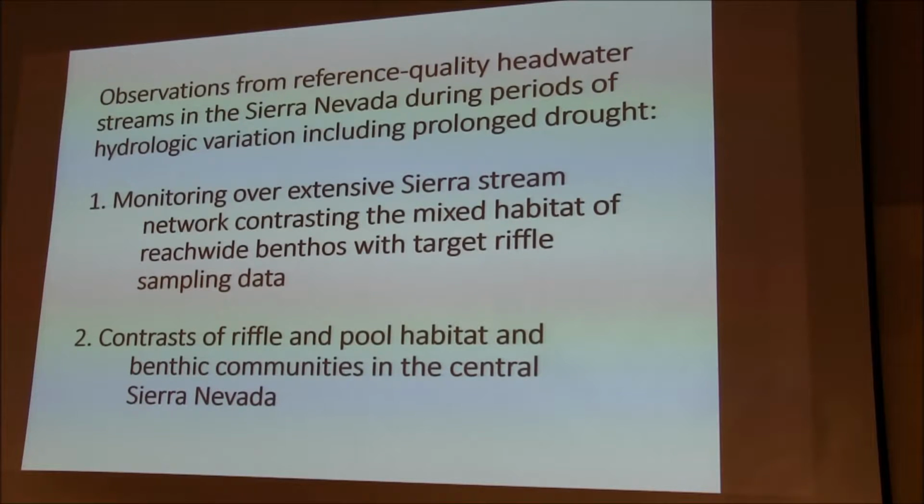Here we contrast what was an older methodology that was used by SWAMP in the past, and that's been used by EPA programs in the past as well, and it's still used by some, including us, that's a stratified habitat sample technique that looks just at riffle habitat, and contrast this with the standard protocol that's used by SWAMP now, the reachwide benthos methodology that samples from mixed habitat types. The second study is one where we're specifically looking at contrasting riffled habitats and pool habitats in small headwater streams in the central Sierra Nevada.